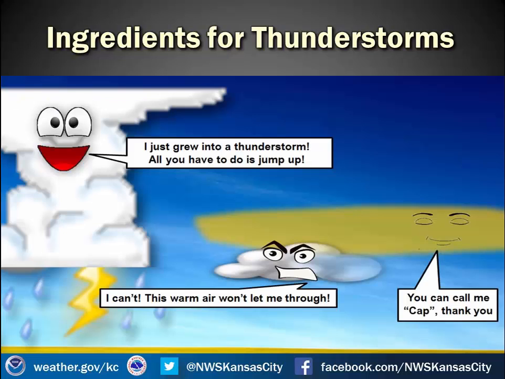Okay, and I mentioned that cap before. Now you might say this is kind of a goofy picture, right? Kind of a cartoony thing, but it describes a point here. A cap is a layer of warm air in the mid-levels of the atmosphere. We can have all four ingredients that we talked about on the previous slide, but if we have a cap in place, that's going to inhibit thunderstorm growth.